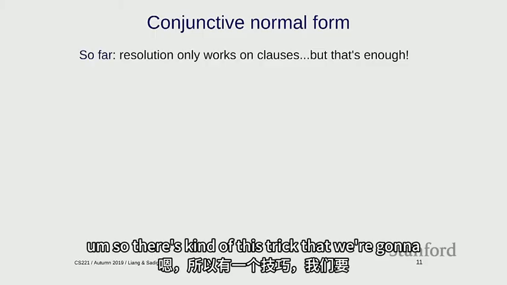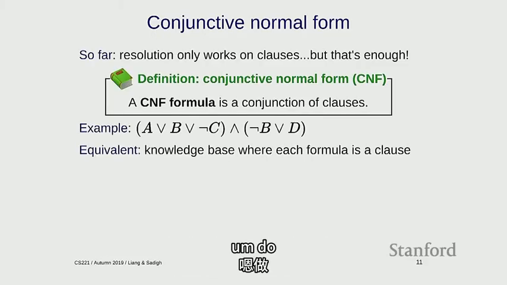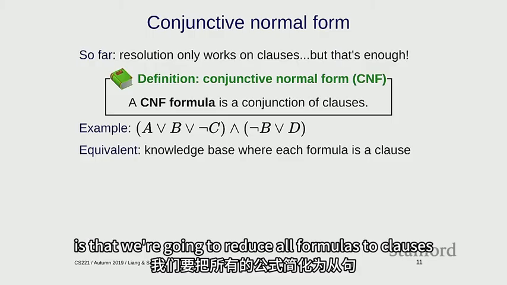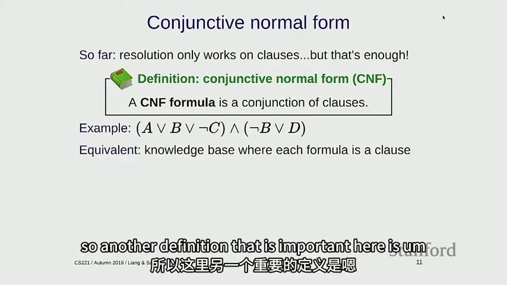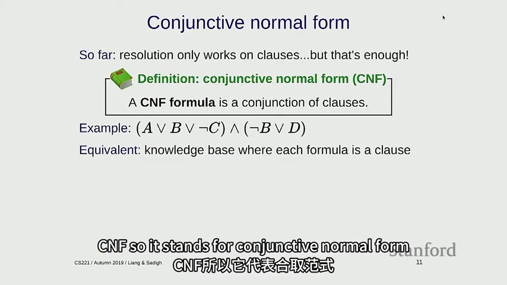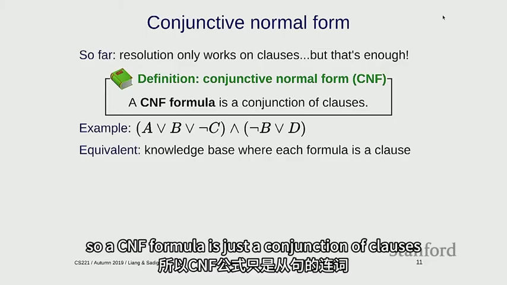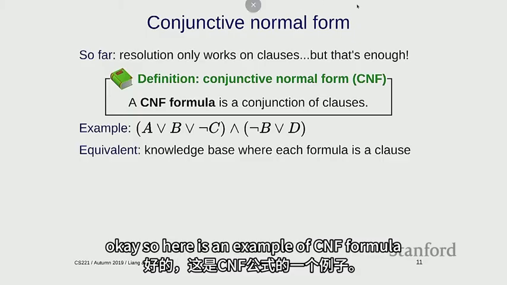So the trick that we're going to do is to reduce all formulas to clauses. Okay? Another definition that is important here is CNF. It stands for conjunctive normal form. A CNF formula is just a conjunction of clauses. Okay? So here's an example of a CNF formula.